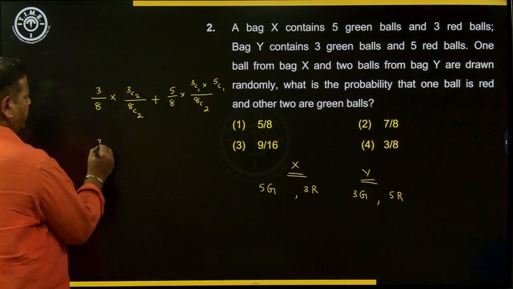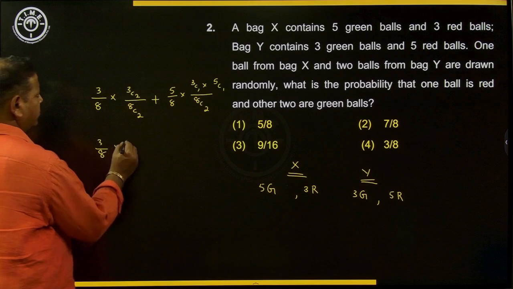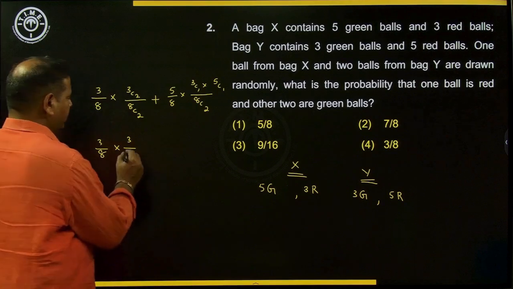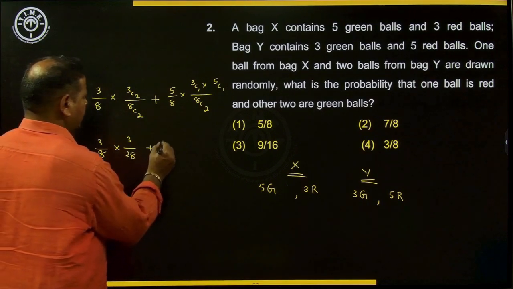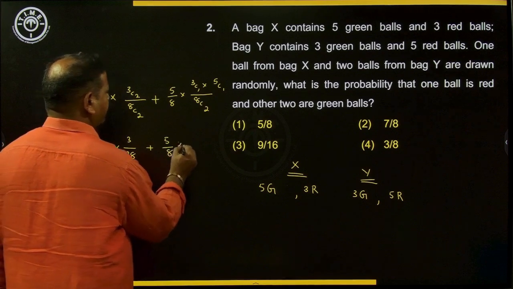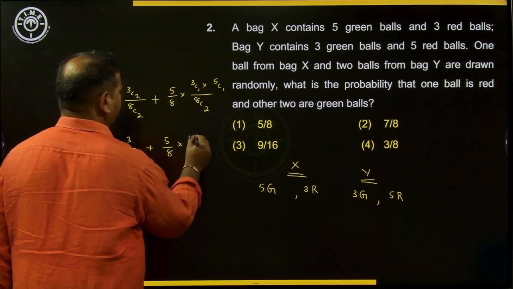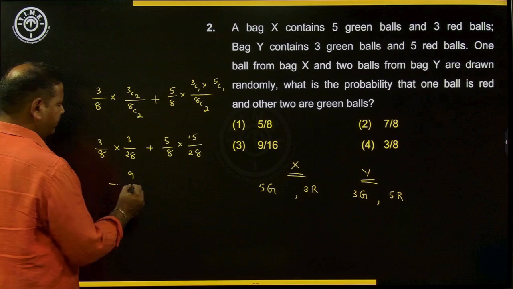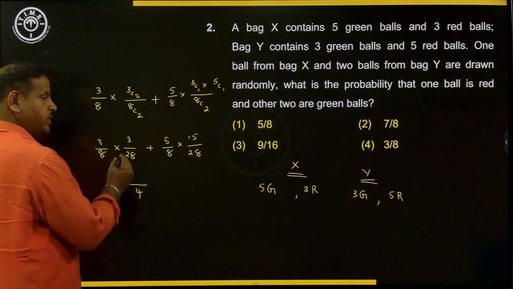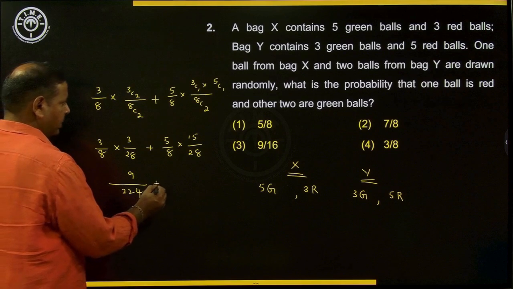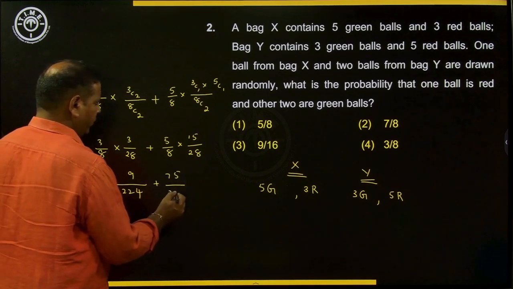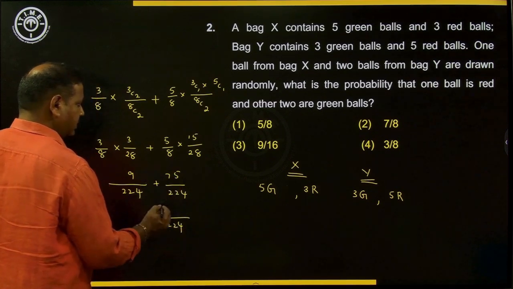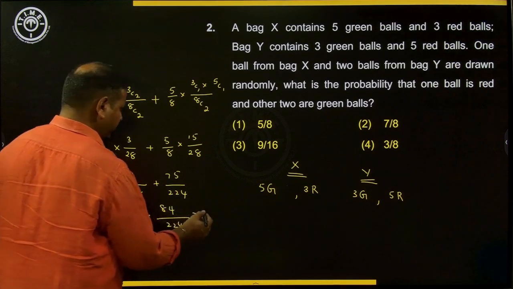Say this 3/8 into 3C2 is nothing but 3 only. 8C2, 8 into 7/2 into 1, nothing but this is 28 plus 5/8. 3C1 is 3, 5C1 is 5. 3 5 is 15/28. What about this? This is 9/8. 64, 16, 6, 20, 224 plus 75/224. So 224 is the denominator. 75 plus 9, 84. Cancel with any table.